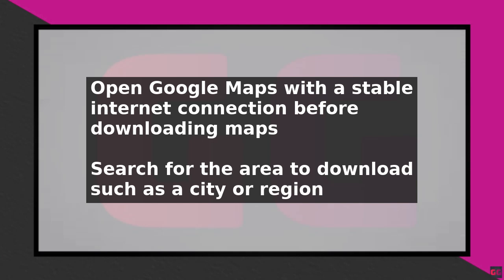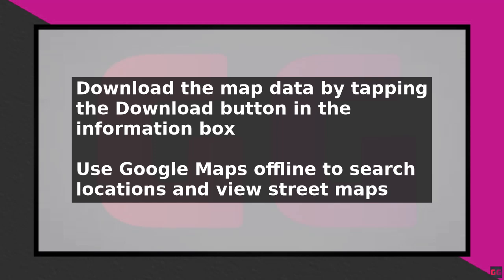Then, tap the name of the area at the bottom of the screen to open the information box. Next, tap the download button, and Google Maps will begin downloading the map data for that area. Once the download is complete, you can use Google Maps offline by searching for locations within the downloaded area.